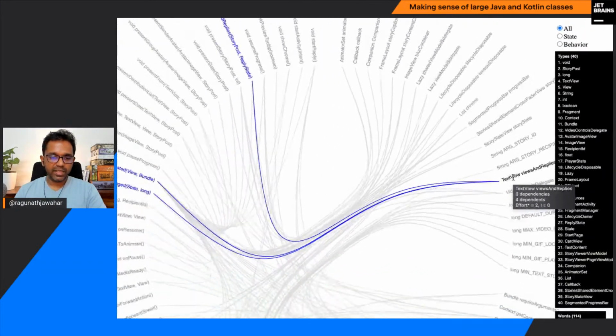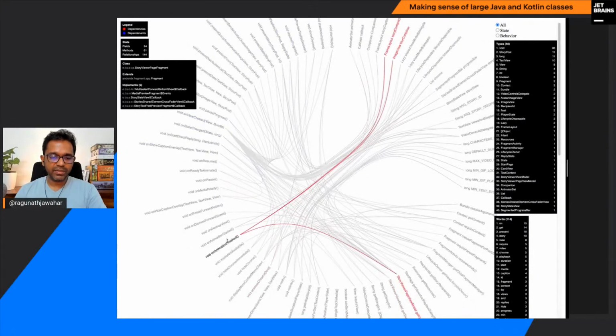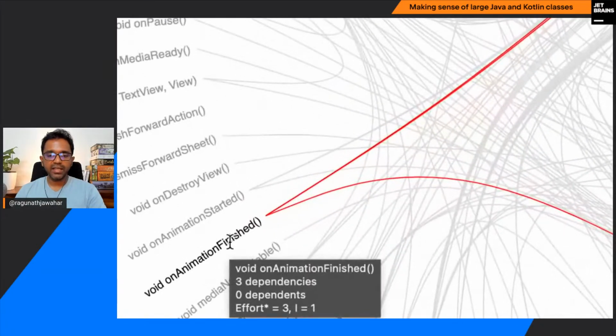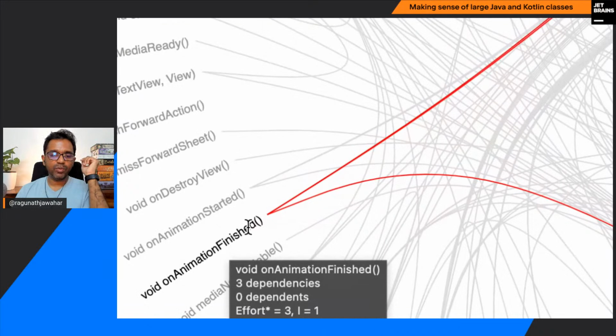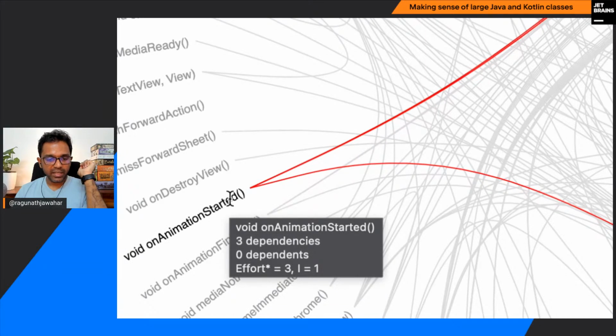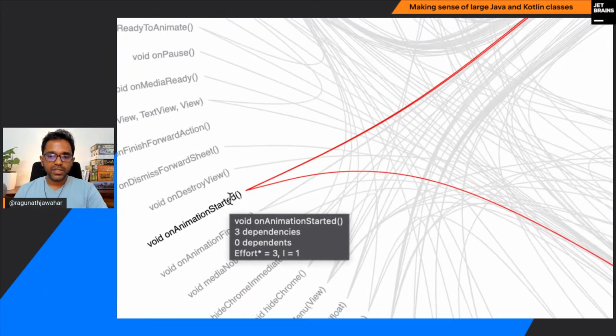And then what else do you see here? You have the red ones. If you start looking at the red ones, this one does not have any blue ones, which means it only has dependencies. And the moment you break the dependencies, you can move this out to a different class. So those are some of the colors that you could see. There's also a bunch of numbers that it shows. One is the signature of the field or the method, and then it also shows you dependencies and dependents, and then the effort that it requires to move these things out.